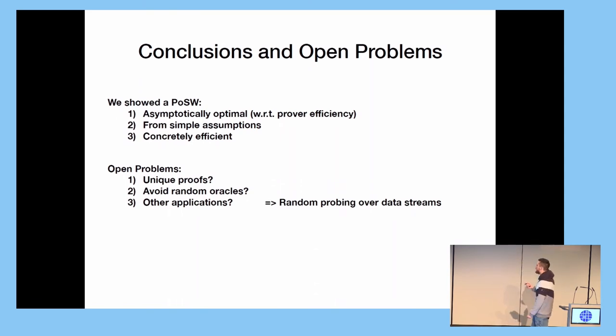So then, open problems are, of course: can we get unique proofs? Of course, you can using a verifiable delay function, maybe something even simpler. It's a good question. Also, avoid random oracles. This is also always an interesting question. And find other applications of this on-the-fly sampling technique. You can think of this as some sort of random probing over some data stream, whenever you cannot go back to the data and you need to sample some probe in some verifiable way. If you have some ideas how to use this technique, please come talk to me. I'm very interested.